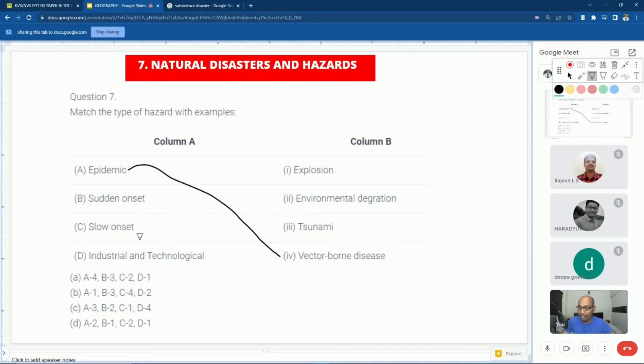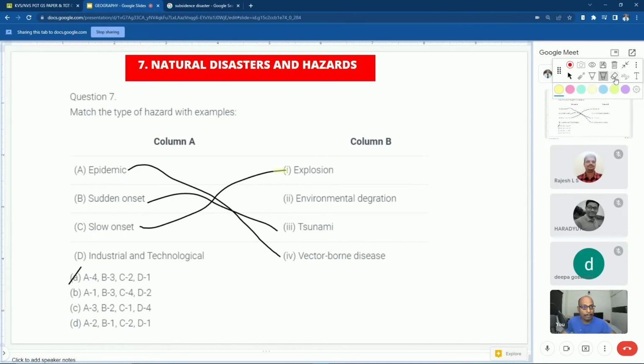Right. Now, if you see, option A is a combination given for all four. So, option A. But let us see whether it is correct or not. Then B is sudden onset. They have given tsunami. Correct? Sudden onset. Tsunami we cannot predict. So, tsunami is a sudden onset. Slow onset they have given explosion. Slow onset is explosion, that is also correct. And industrial and technological hazard is given to, wait, I am wrong here. C is environmental degradation. Right.